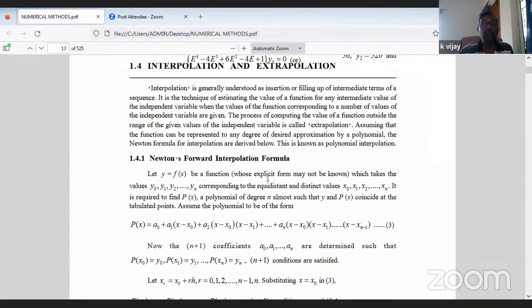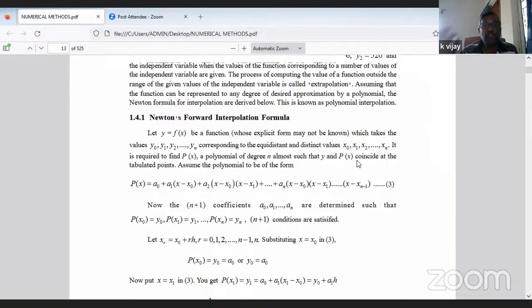Now the interpolation. The major interpolation formula is Newton's forward interpolation formula. Let y is equal to f of x be a function which takes the values y0, y1, y2, up to yn, corresponding to equally spaced and distinct values x0, x1, x2, x3, up to xn. We require to find P of x, a polynomial of degree n, such that P of x is inside the tabulated points. Assume the polynomial in the form. What is the assumed polynomial?